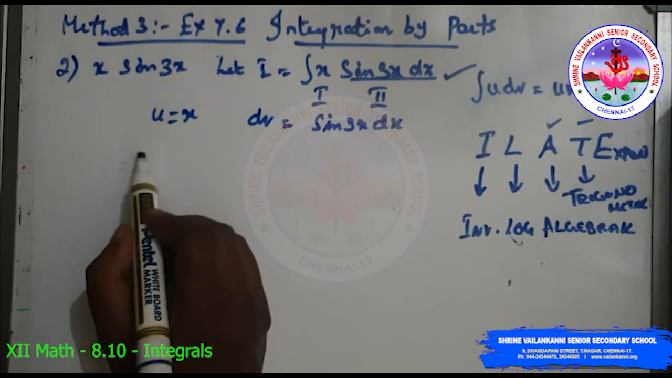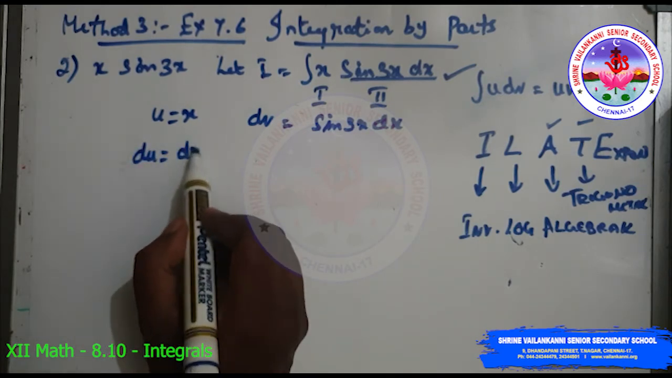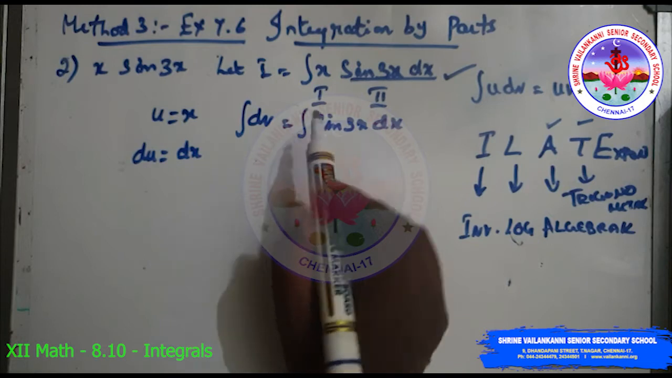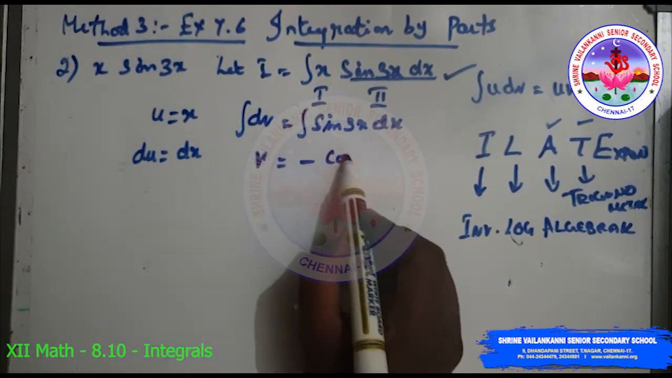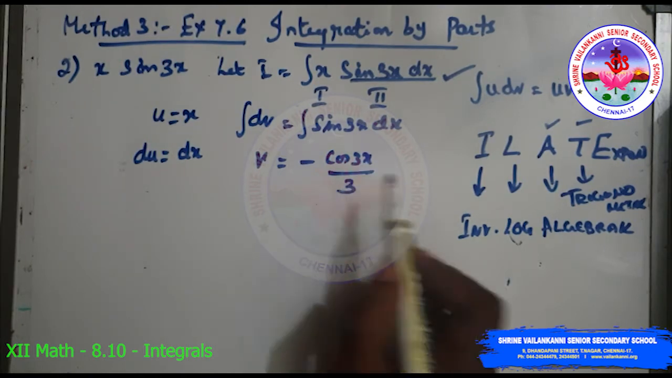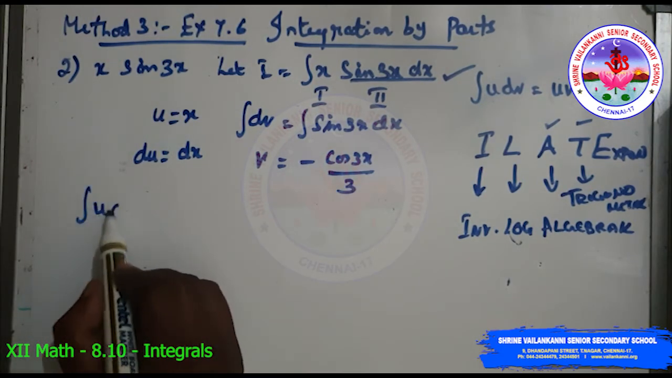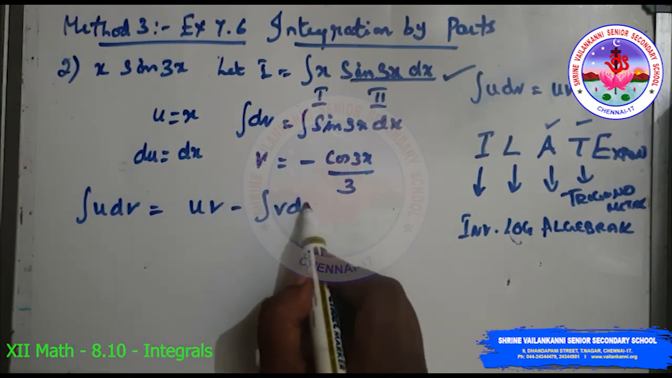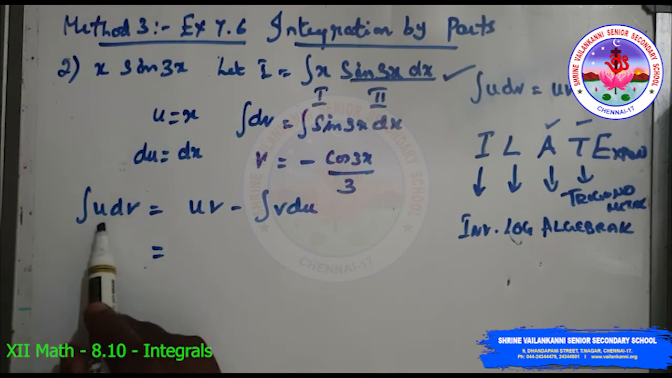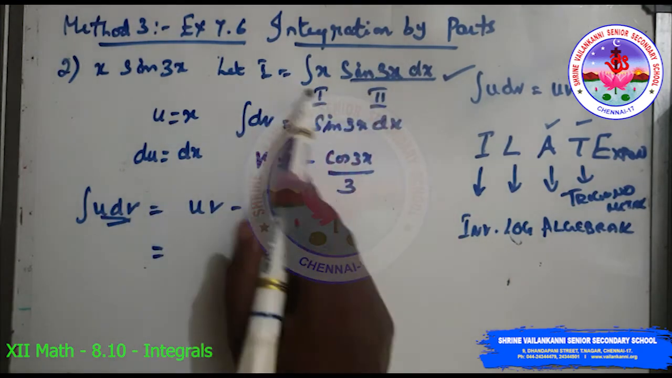So I have to differentiate this. I am getting du equal to dx, and I have to integrate this on both the sides to get v. So v equal to minus of cos 3x by 3. So using the formula, integral of u dv is equal to uv minus integral of v du. So what is u dv? u dv is nothing but the question.